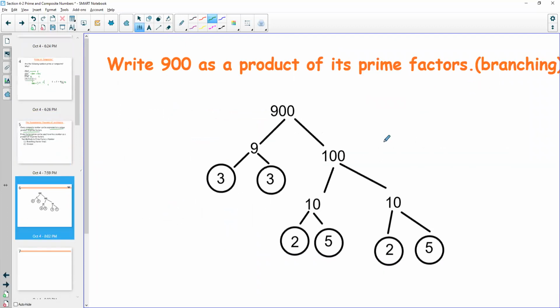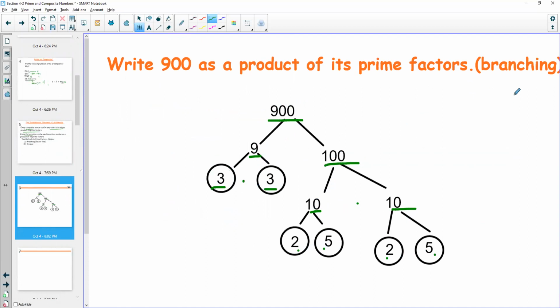So if we think about the number 900, this is a factor tree. We think about 900, we break it up into 9 and 100, right? I can break down 9 into 3 times 3, and those are prime. I can break 100 into 10 times 10. Those are not prime, so I need to break them down again. I break them into 2 and 5 and 2 and 5.